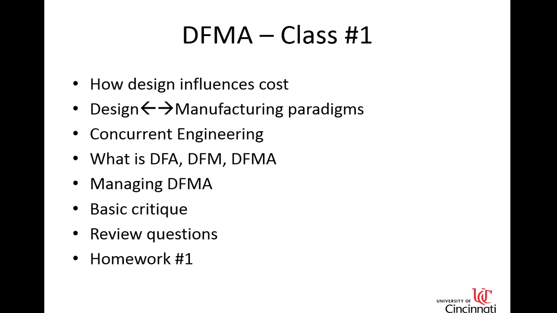So let's see here. These are the topics we're going to cover. We're going to go over how design influences cost. I'm also going to go over some of the design manufacturing paradigms. And then finally, I'm going to go through concurrent engineering. Then we're going to start to explain design for assembly, design for manufacturing, and design for manufacturing assembly, because there are three separate things that follow one another. And then how do you manage design for manufacturing assembly within an organization?